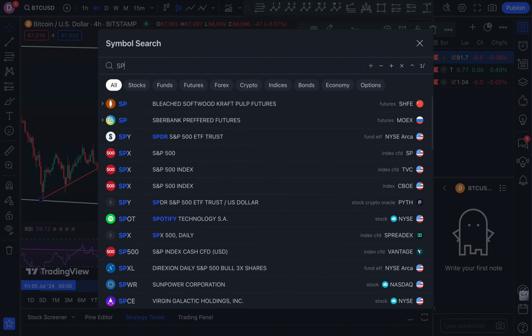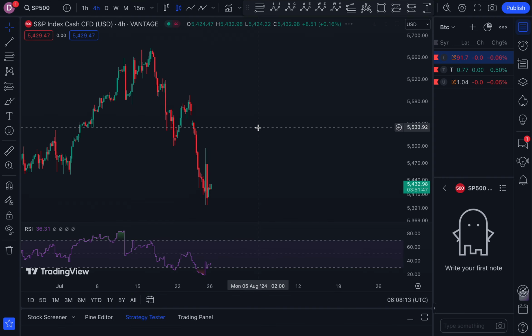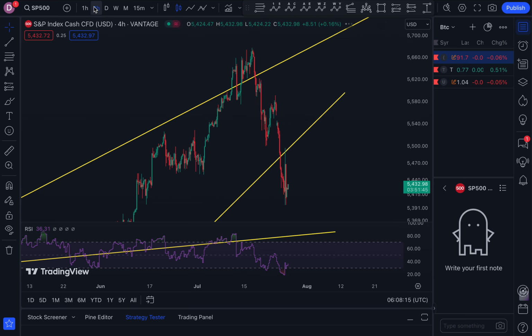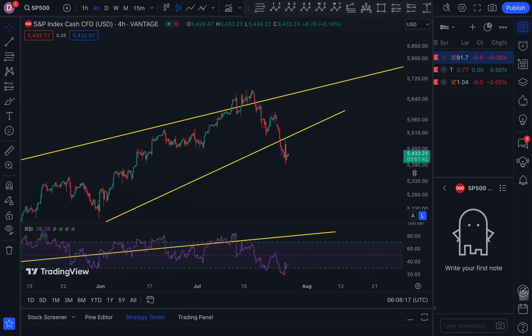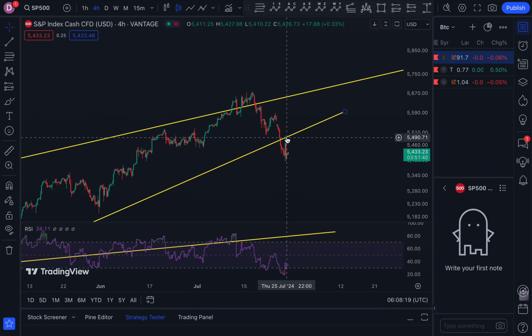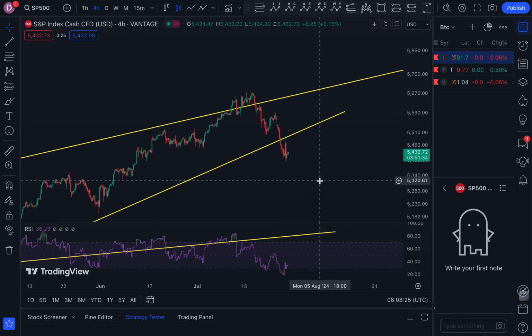So let me take a look at the S&P 500. Unfortunately, when we take a look at the 4-hour chart, we are getting a perfect retest of the breakout level. So this is a clear signal that the S&P 500 is going to head lower. But for some reason, Bitcoin is showing strength, at least for now.